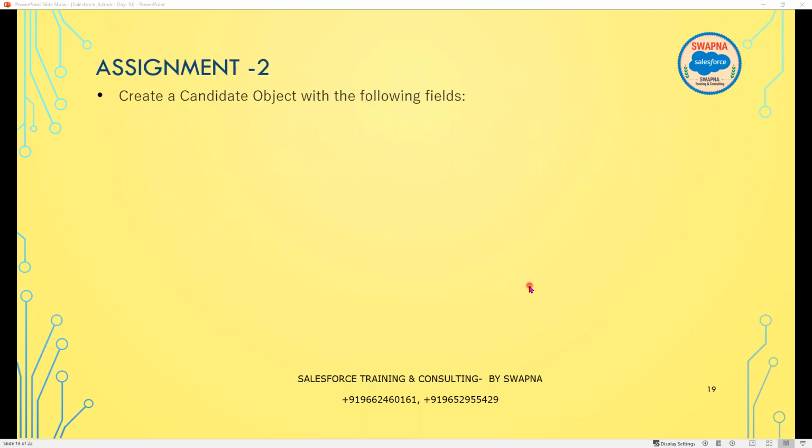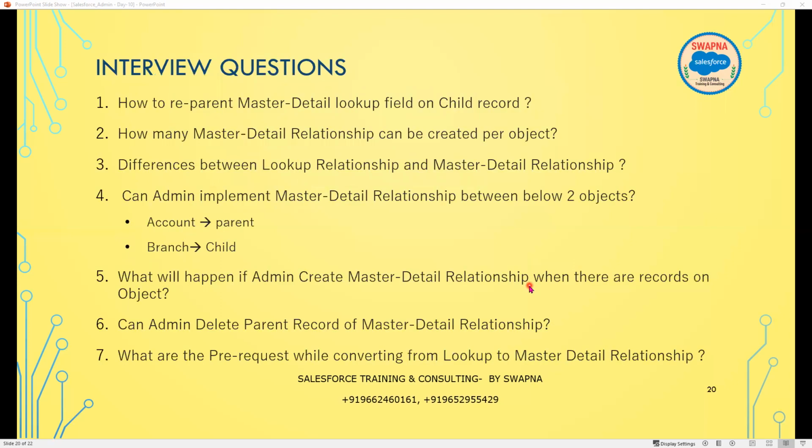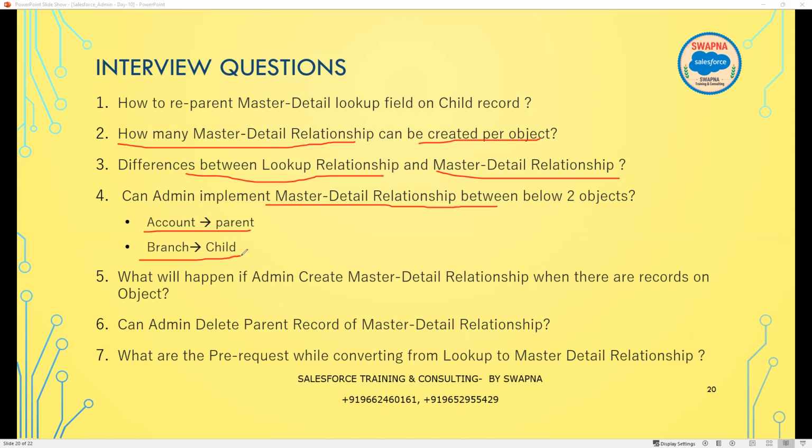Okay, so let's move on to the interview questions. How to reparent the master detail? Lookup field on the child record. How many master detail relationships can be created per object? And differences between the lookup relationship and master detail relationship. Can admin implement a master detail relationship between the two objects? Now here account is the parent and branch is the child.